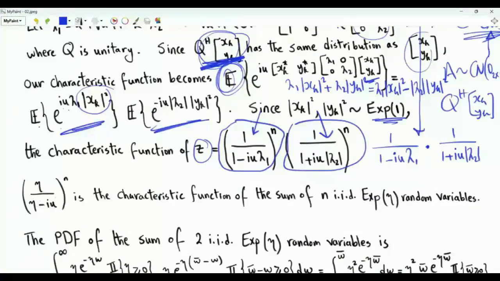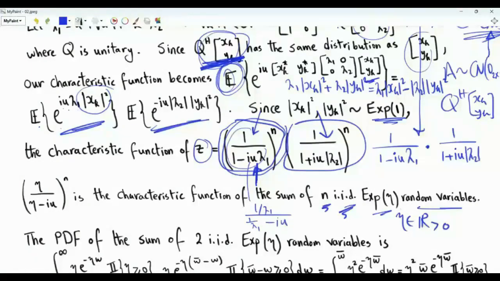Generally speaking, eta over eta minus i u to the n is the characteristic function of the sum of n iid exponential eta random variables. So eta is a positive parameter. If we look at this characteristic function, we say, this is the characteristic function of the sum of n exponential random variables, and each exponential random variable has the parameter 1 over lambda 1. I can write this as 1 over lambda 1 divided by 1 over lambda 1 minus i u. This is, again, the sum of n iid exponential random variables with the parameter 1 over lambda 1.